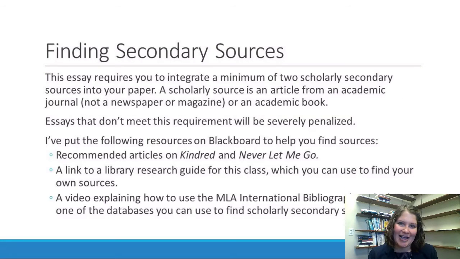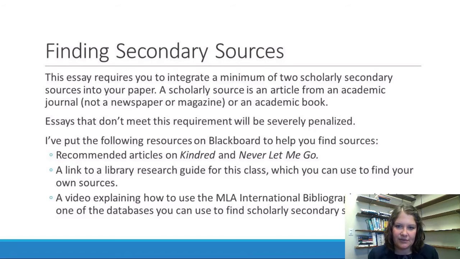Okay, so I also want to talk a little bit about this other part of the paper, which is secondary sources. As I said earlier, this paper requires you to integrate a minimum of 2 scholarly secondary sources into your paper. And keep in mind that a scholarly source is an article from an academic journal, not a newspaper or magazine, or an academic book.